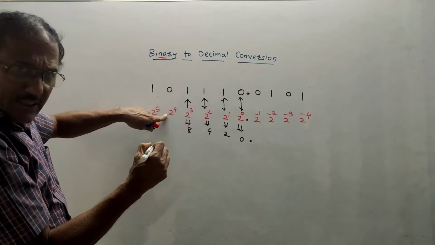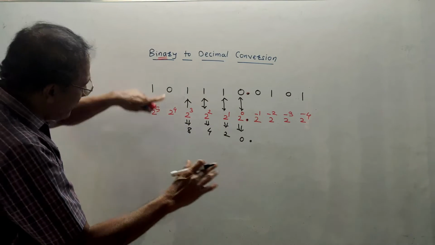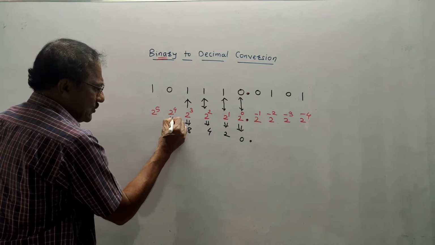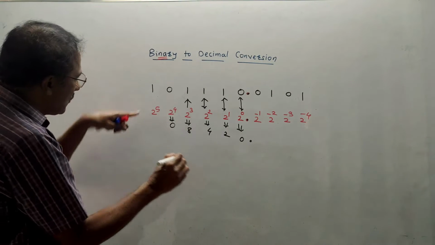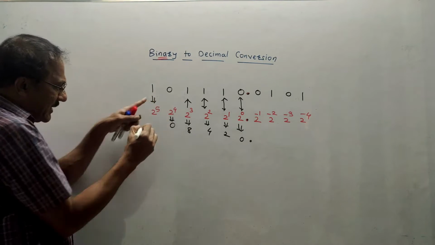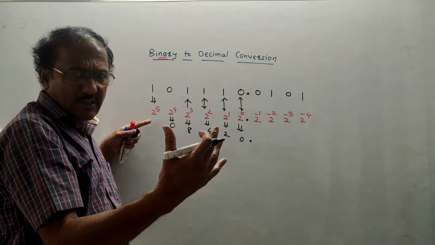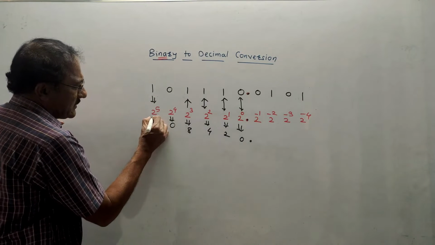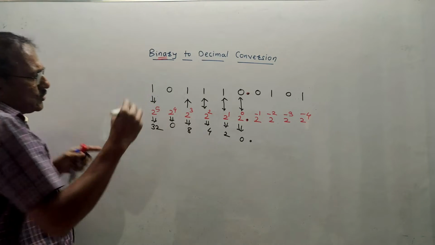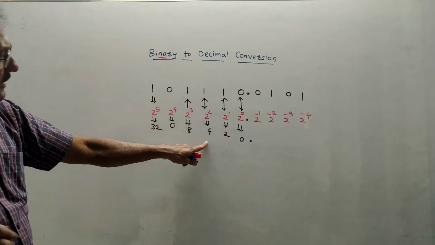This 0 is multiplied with 2 raised to 4. Same logic. Whenever 0 is there, directly write answer 0, because 0 into anything is 0. This number 1 is multiplied with 2 raised to 5. You can calculate these higher values on the calculator. So 2 raised to 5 is 32. So I have done this conversion.